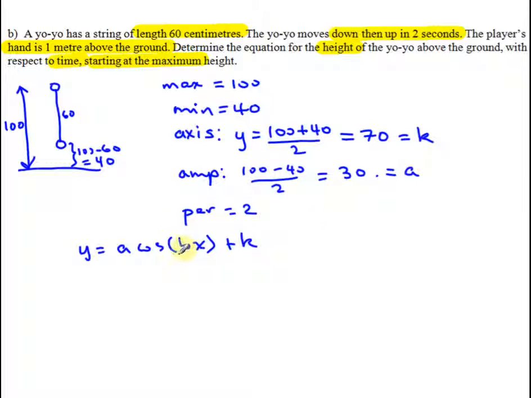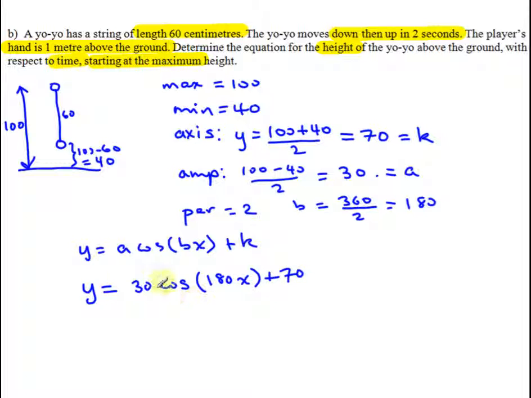In order to find b, we have to use the period. So the b value, if we use our formula, is just 360 divided by the period of 2. So 360 divided by 2 is 180. Now we have all the information we need, so we can write our equation. y is equal to the a value, which is 30, cosine, because we're starting at the maximum, b times x, so 180 times x, and then plus k, which is 70.